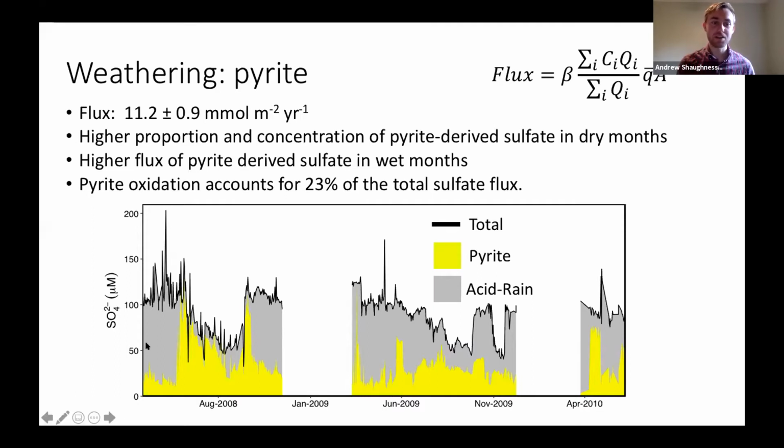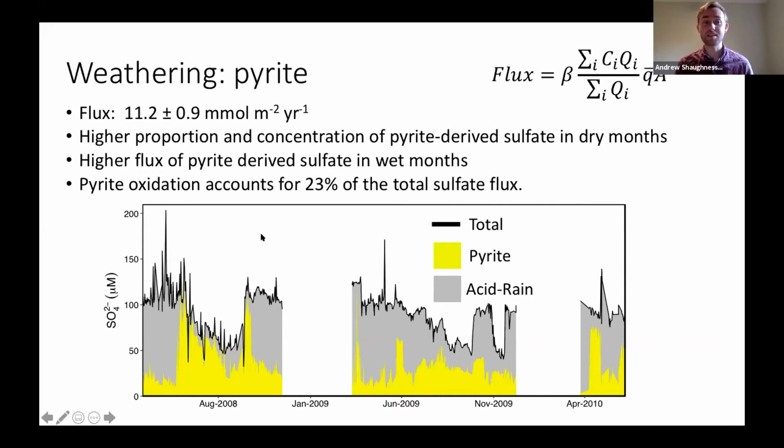This is a time series of sulfate, the black line, which we saw way back in the beginning of the talk. We've decomposed this into its two components, acid rain and pyrite. What we see is that in the summer months, or the dry season, there's the highest concentration and proportion of pyrite-derived sulfate, and in the winter months, the lowest concentration and lowest proportion of pyrite-derived sulfate.